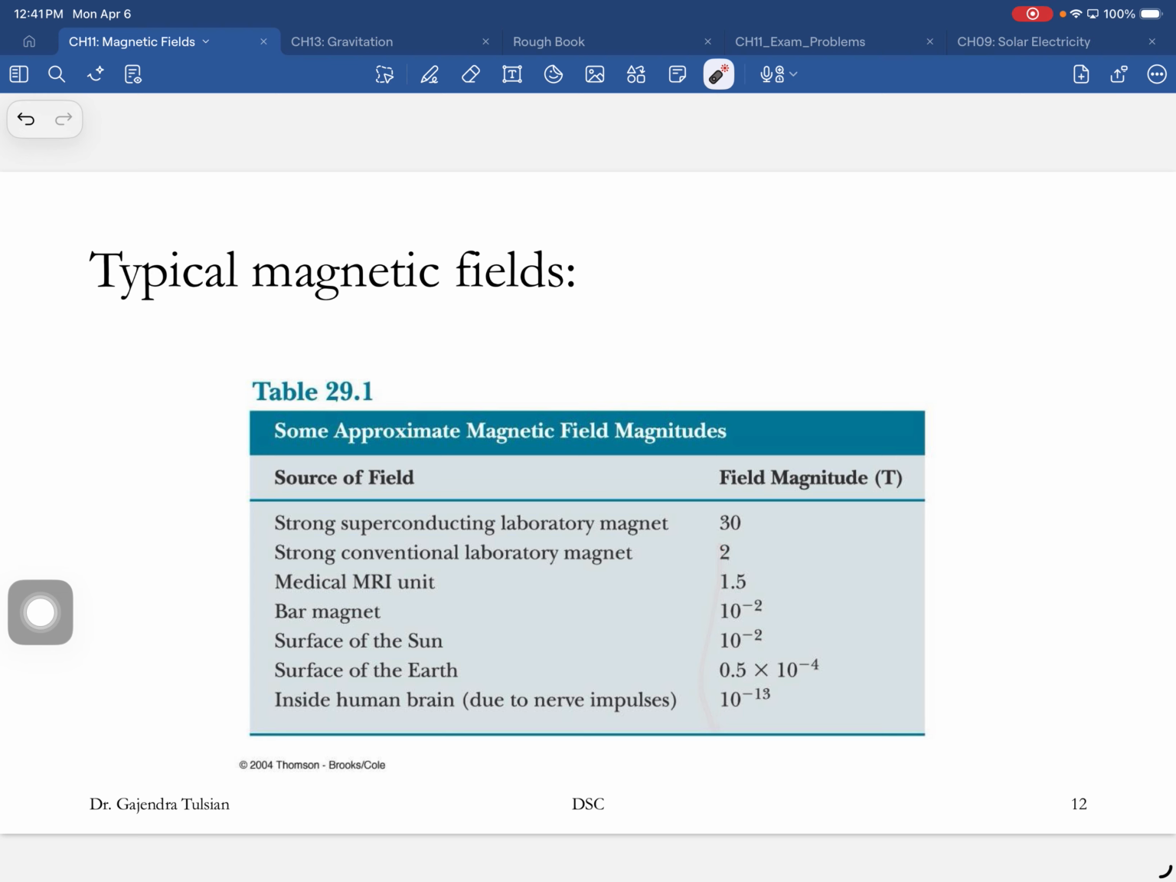Here are some fields. The strongest fields that we have created are about 60 to 70 Tesla. If you go to a UF lab, they do 15 Teslas in one of their microkelvin labs. Nowadays, if you get an expensive MRI, the MRI has a 3 Tesla magnetic field. Some of the research MRIs use 7 Tesla magnetic fields.